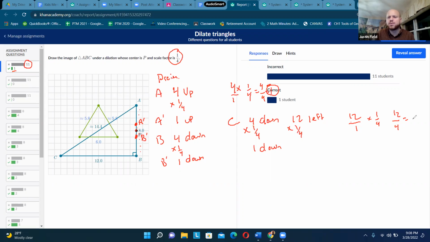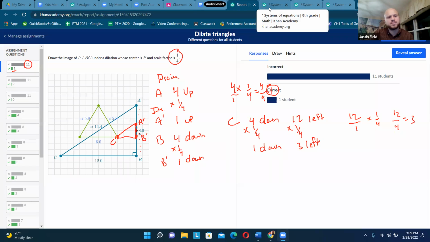And what's 12 divided by 4? That's none other than 3. So we're going 3 left. So go to the center, go 1 down, and 1, 2, 3 left. Ignore that green triangle, that is part of the computer answer. That's C prime. So there we go. That red triangle is exactly 1/4 of the size of the blue triangle. And so if you follow this process from getting to your pre-image to your image, for each of the 3 points, the horizontal and vertical distances from the center, you'll be good.